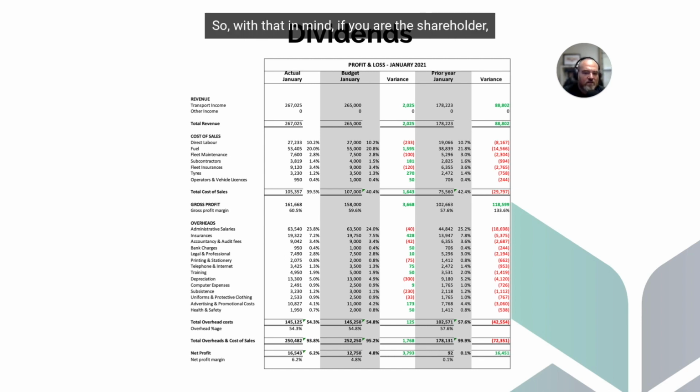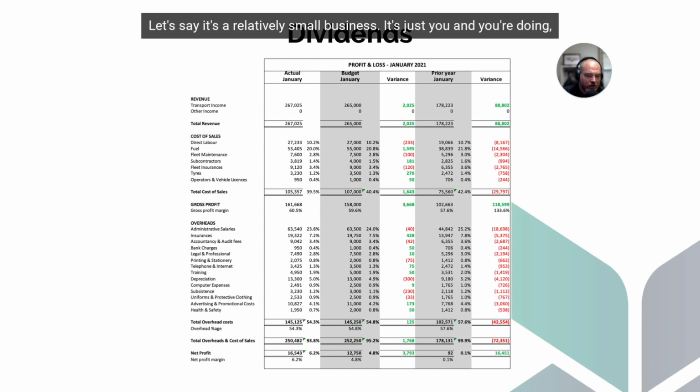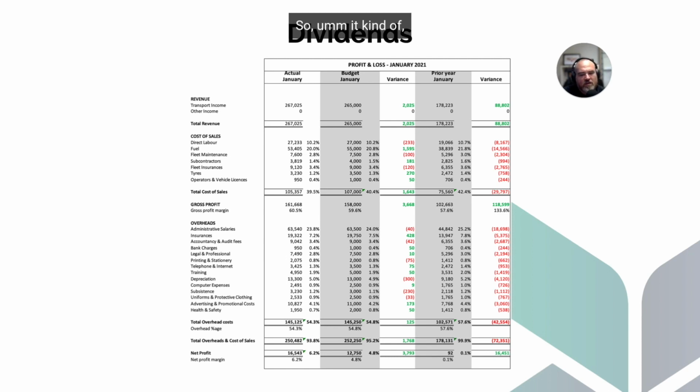So with that in mind, if you're the only shareholder of a business, let's say it's a relatively small business, it's just you doing marketing for other businesses. If you make a profit, then your business will pay corporation tax on that profit. You personally will pay tax on any money you take out of that business as a salary or as a dividend.